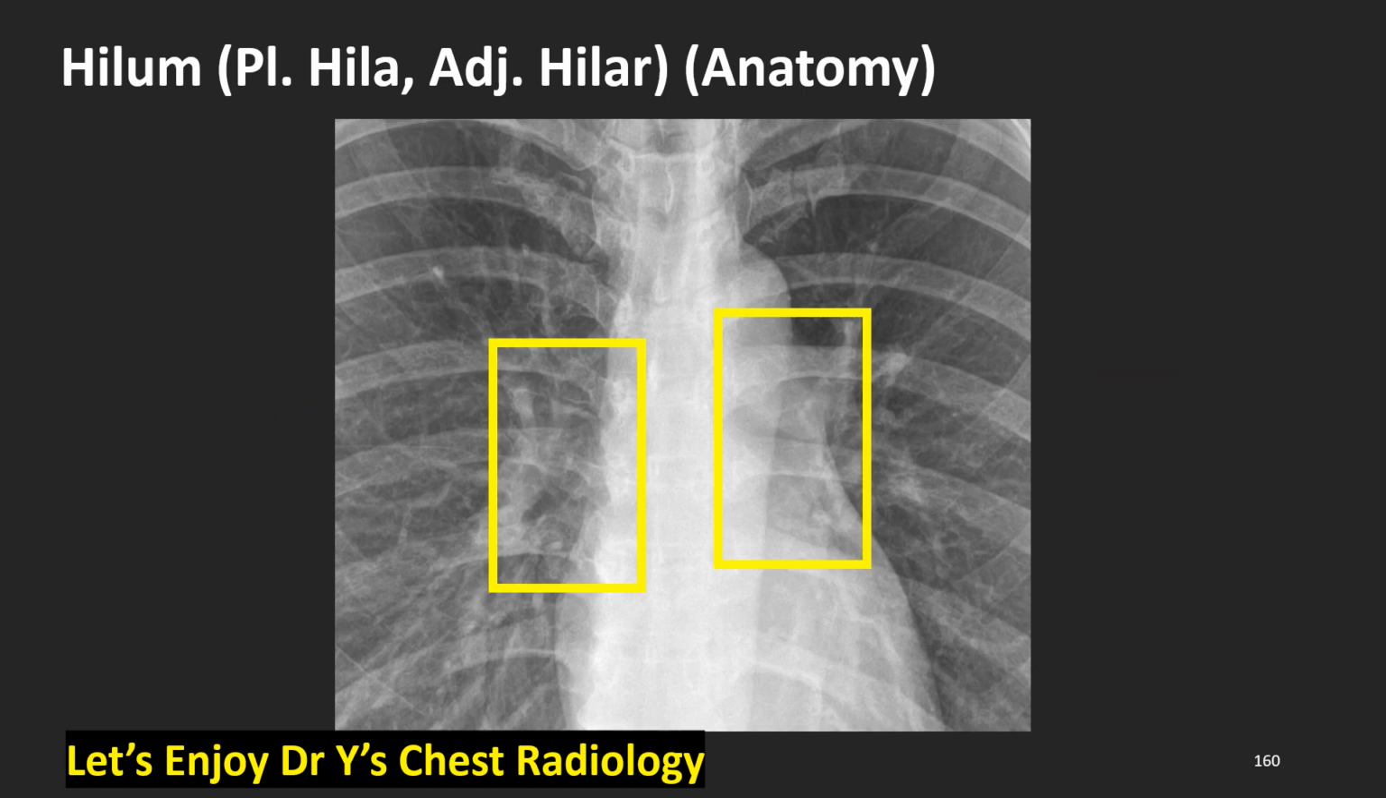Hilum anatomy. These two yellow squares indicate hilum. Both sides of hilum, right and left. The left side is a little higher than the right side.